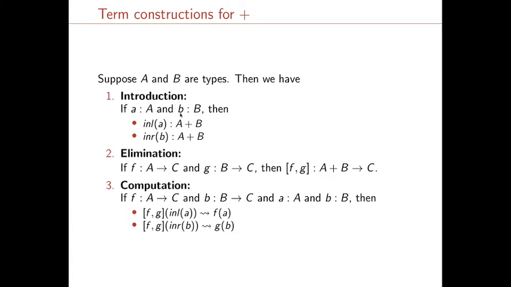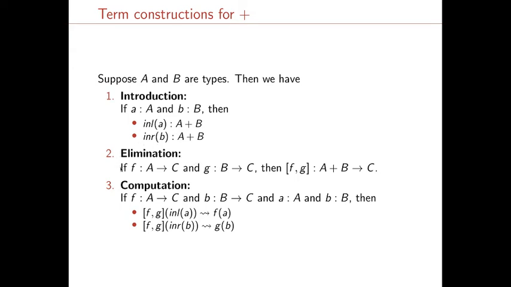If we have a proof of B, then we can get a proof of A or B, or a term of A plus B equivalently, by using in right of b, or as we called it in the logical world, OR introduction on the right.